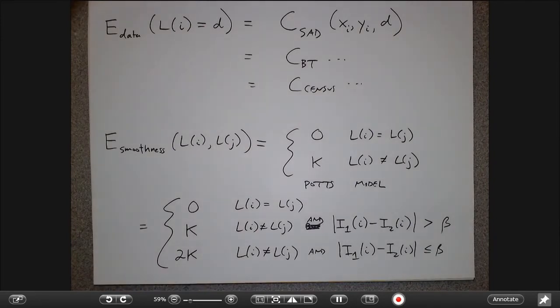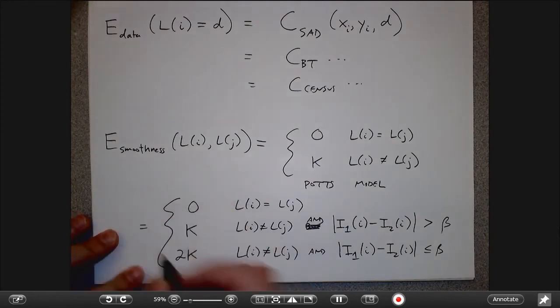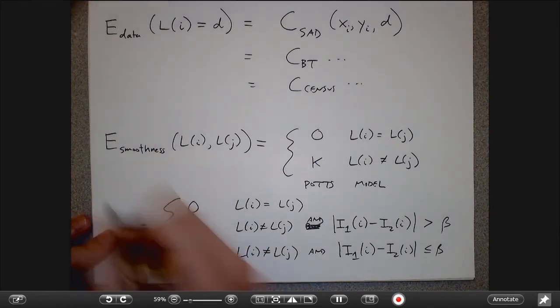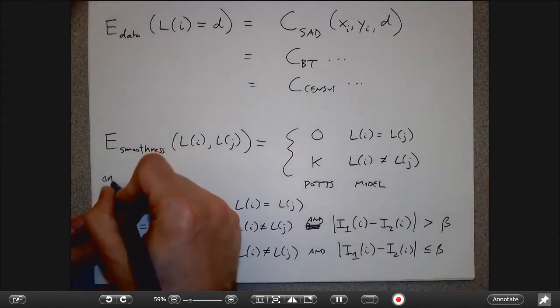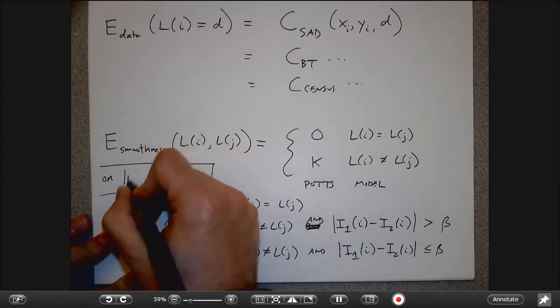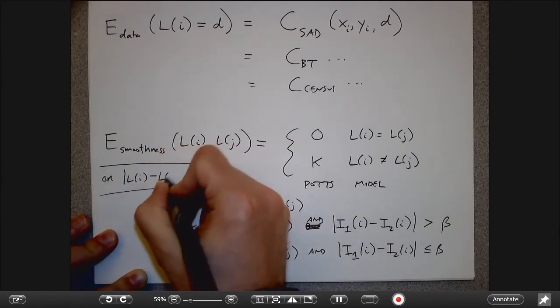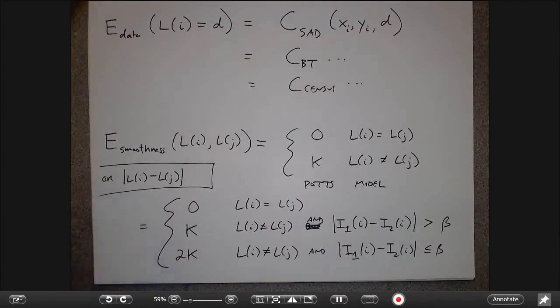And of course, you could do other things. If I wanted to, I could just look at the absolute difference between the disparity labels. So one thing here is that, with all these guys, it's either no penalty for being exactly the same or a penalty for being different, no matter how different you are.